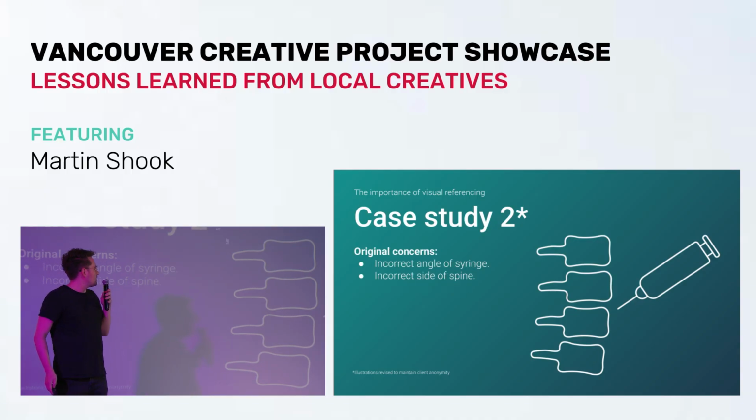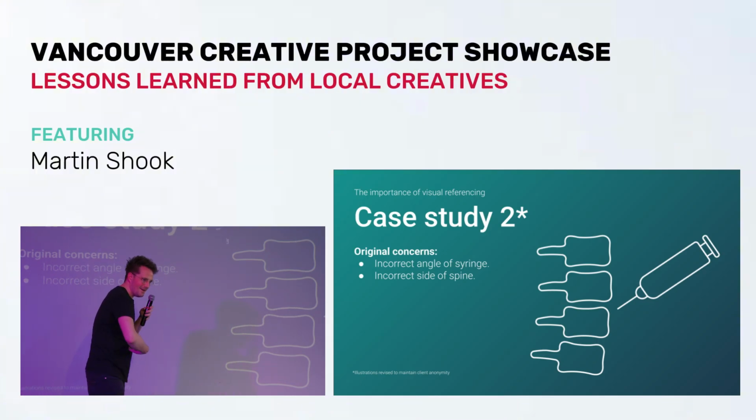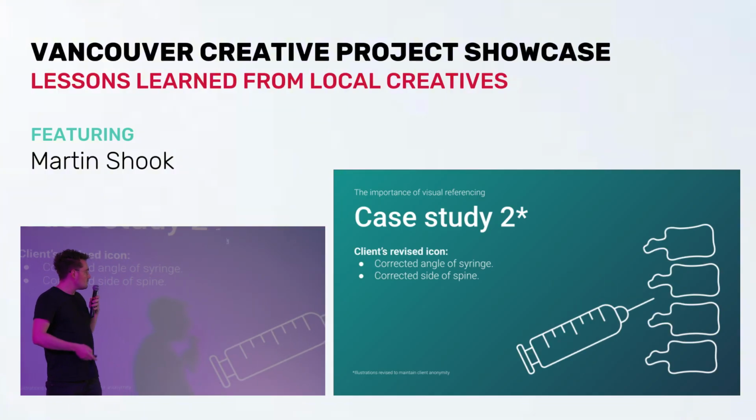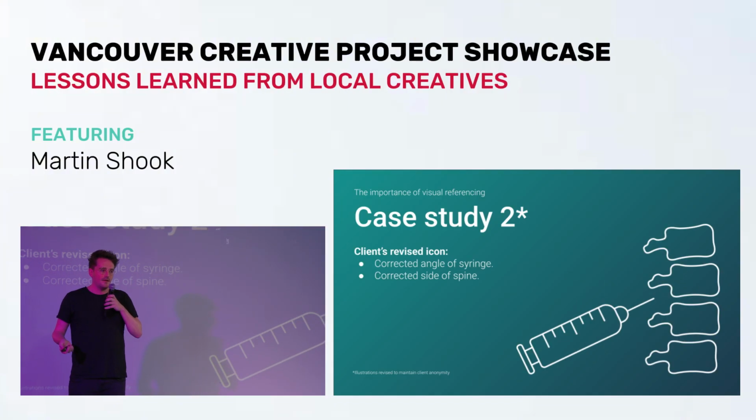And the unfortunate thing about this is that they put the syringe on the front of the spine, so that implies the syringe goes through your torso of your stomach, which is not cool and not good. It's also the wrong angle, so not great. And the medical team came back to us with a revised icon that they made, and this is what it looked like. So they put the syringe on the right side, and they angled it correctly, right?